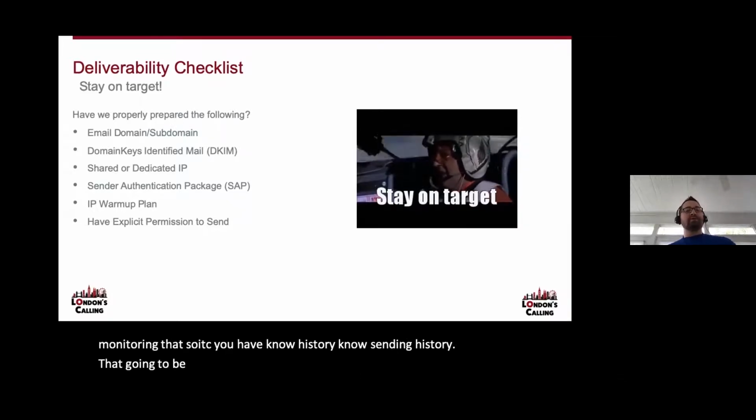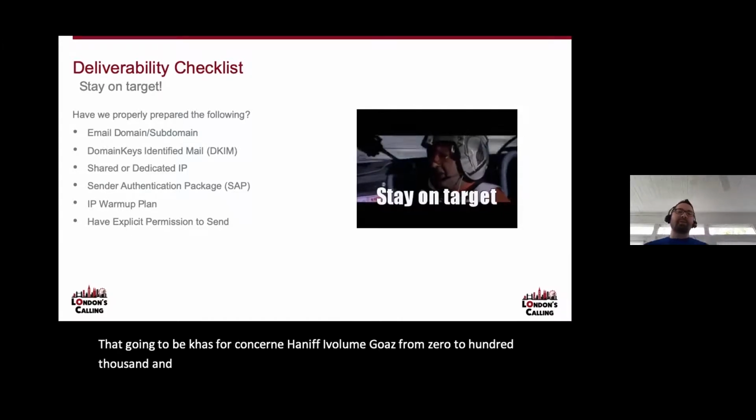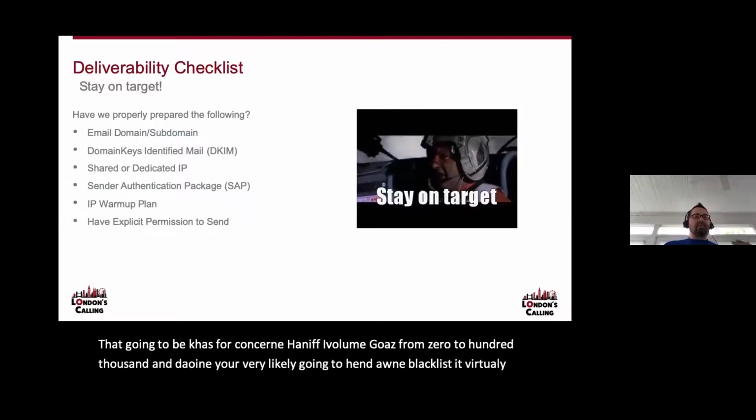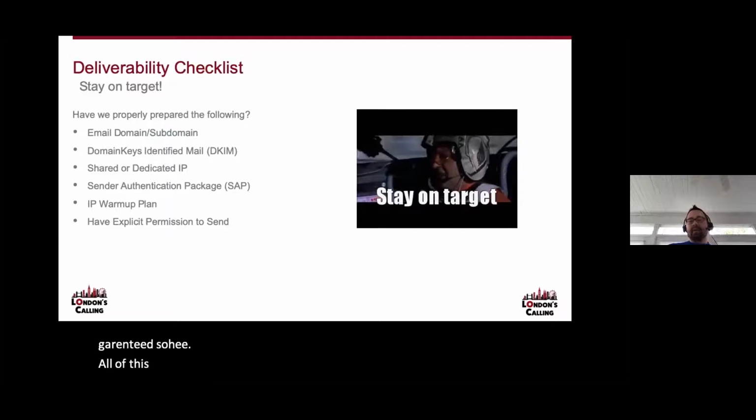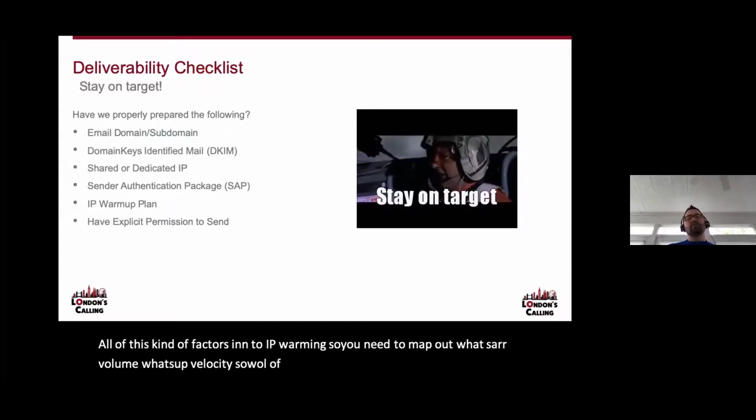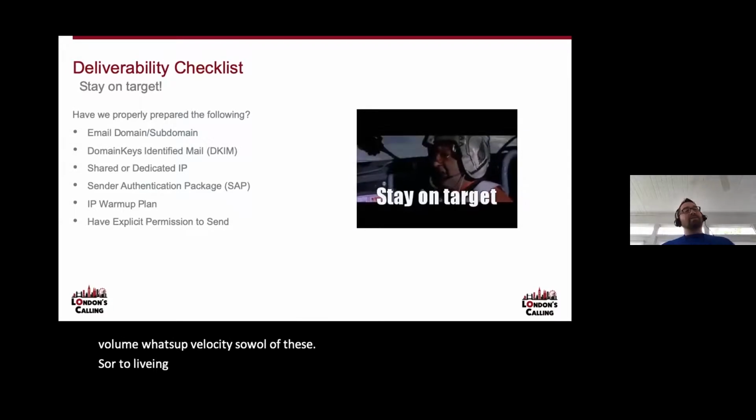And if the volume goes from 0 to 100,000 on day one, you're very likely going to end up on a blacklist. It's virtually guaranteed. So all of this factors into IP warming. You need to map out what our volume and velocity are. All of these things tie together. And should we go towards a shared IP because we don't have the volume to keep it warm all the time? It's a living, always-on monitoring.